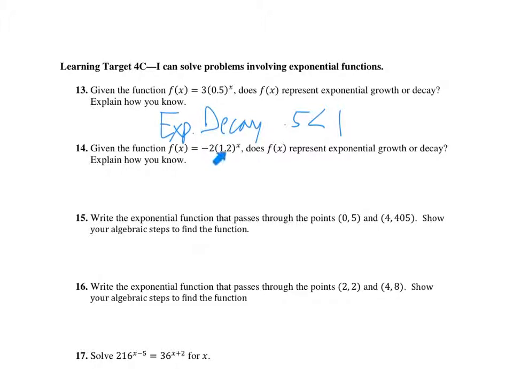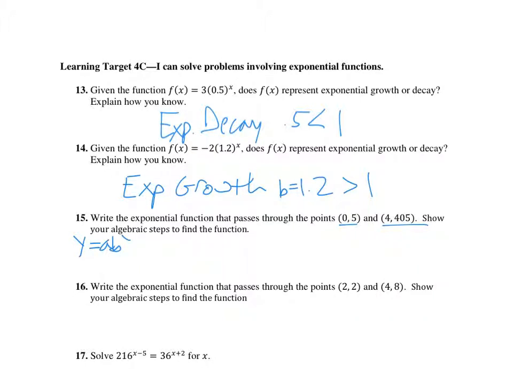This guy right here, looking at the b value, this is going to be exponential growth. Even though it's in the negative direction there, we're still going to call this exponential growth, because 1.2, the b value, is greater than 1. Now we want an exponential function that goes through these 2 points here. Well, we want just a simple y equals a times b to the x.